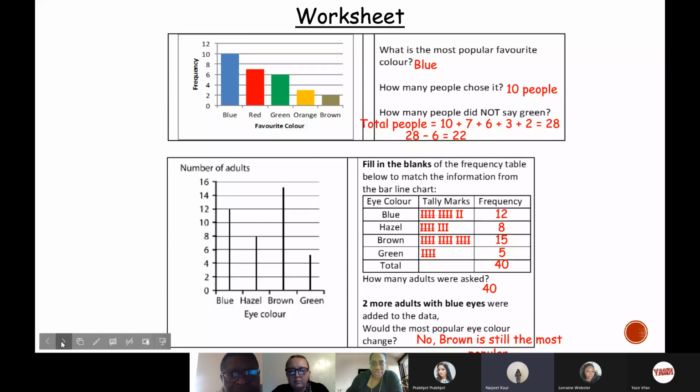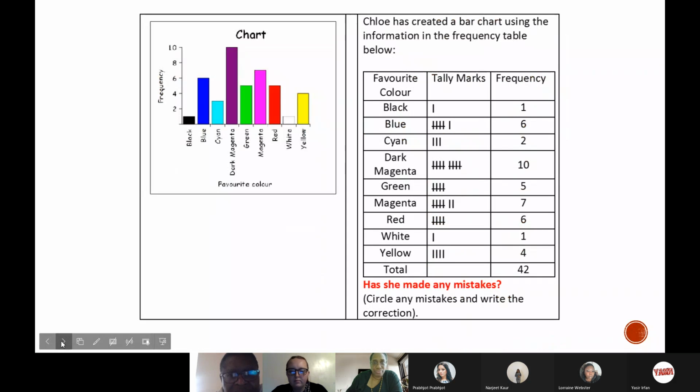So we did the answers here. Okay, here's another question for you to have a go at. Chloe has created a bar chart using the information in the frequency table below. Has she made any mistakes? Look at it, circle the mistakes, and then tell me what the correction should be.